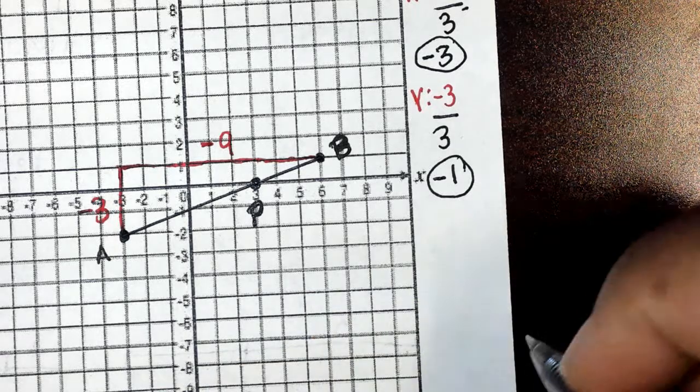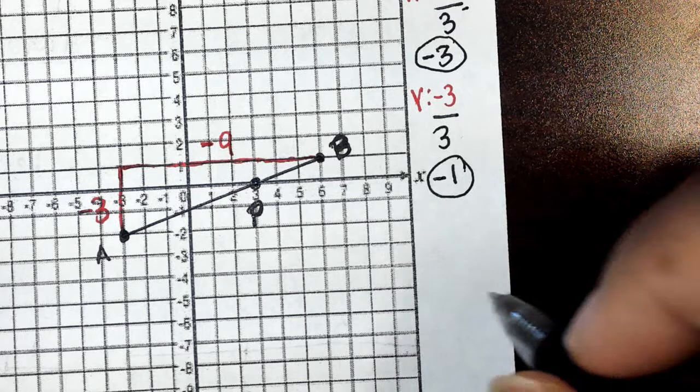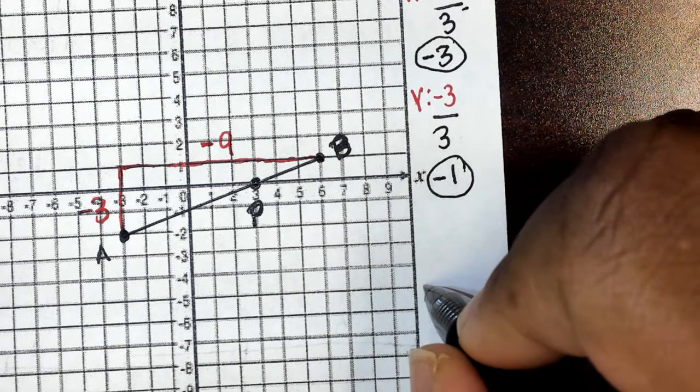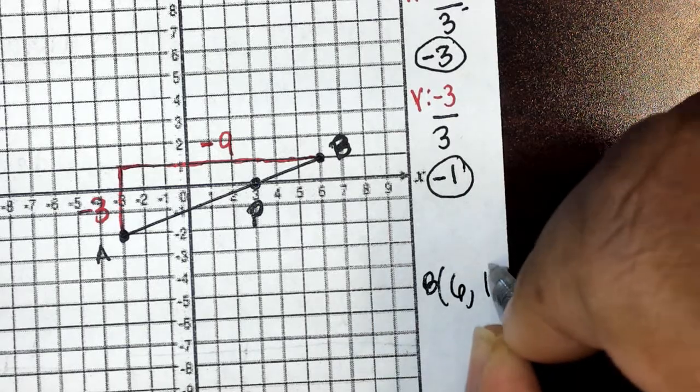Now, once again, if you wanted to calculate this using the points, my starting point B would have been at 6, 1.